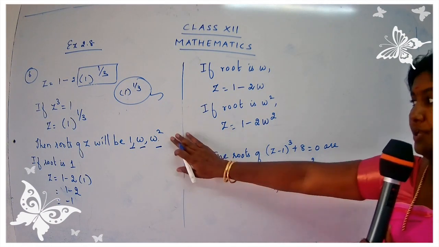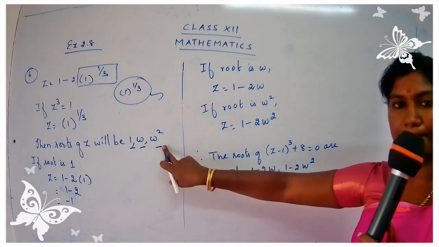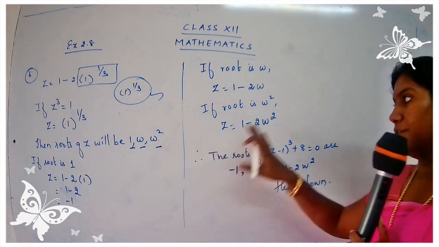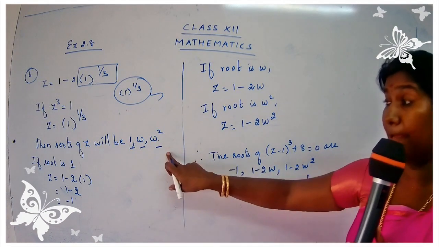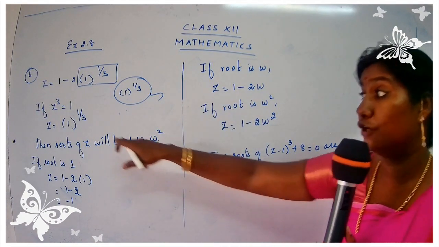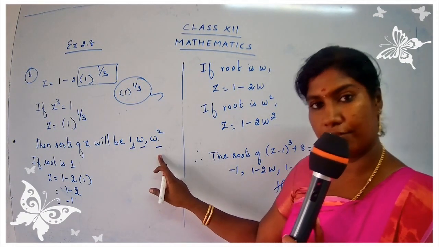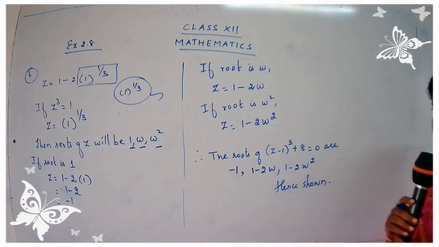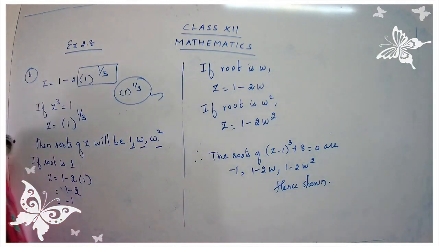Only the thing is, over here you have to just remember this concept. Remember this step. Once you know this step, you can substitute and you can get the answer. And a very, very important thing: this will be applied only if z cube is equal to 1. Other than that, you cannot apply these roots, children. Okay, children? Just complete the answer. So we have completed our sum number 6.